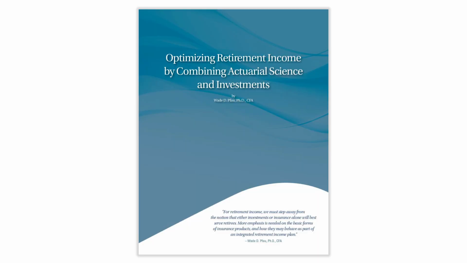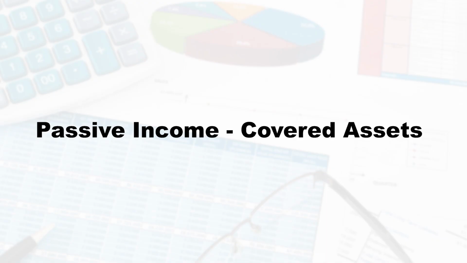This is a white paper by Dr. Wade Fowle of the American College of Retirement, talking about optimizing retirement income by combining actuarial science and investments. Actuarial science are things like life insurance and annuities.